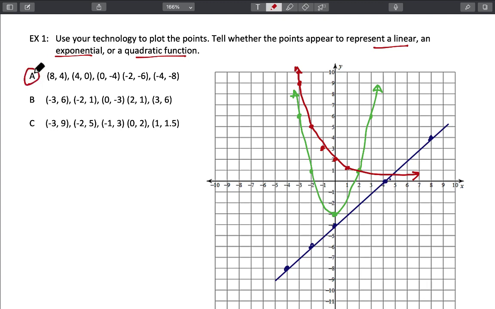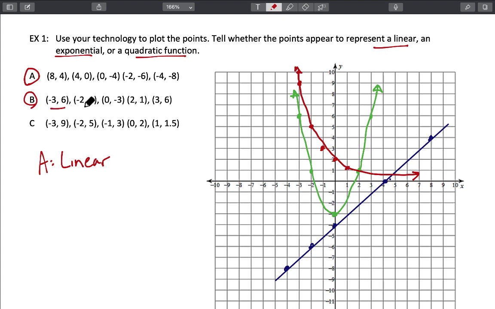In A here, we've got the points (8, 4), (4, 0), (0, -4), (-2, -6), and (-4, -8). Those were our navy points that were graphed here. And we can see that that fits into a linear model. So that's a linear representation of that data.